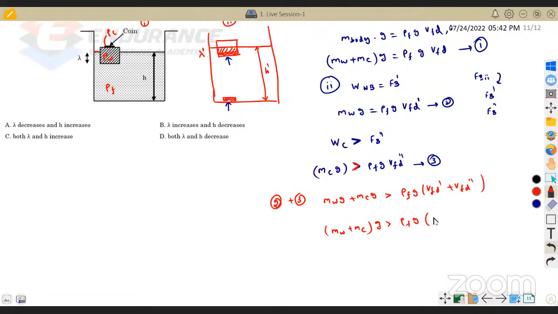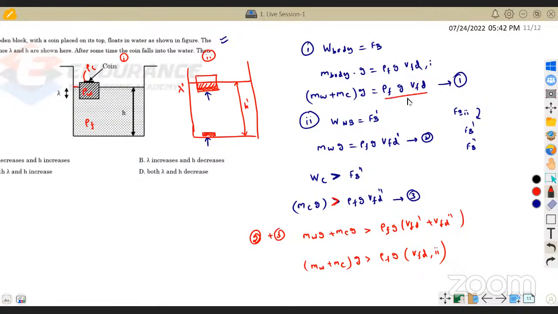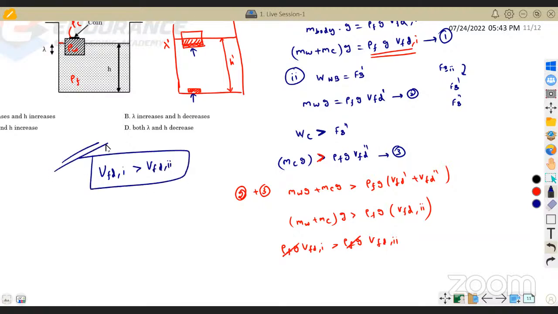This is the total volume of fluid which is displaced in the second case. And what is M_W plus M_C into g? You already got it. M_W plus M_C into g is nothing but rho F g into V_FD for the first case. So now substitute it: rho F g V_FD for the first case is greater than rho F g V_FD for the second case. Cancel these, and finally I end up with the volume of fluid displaced in the first case being greater than the volume of fluid displaced in the second case.